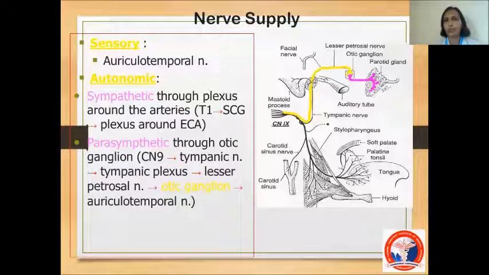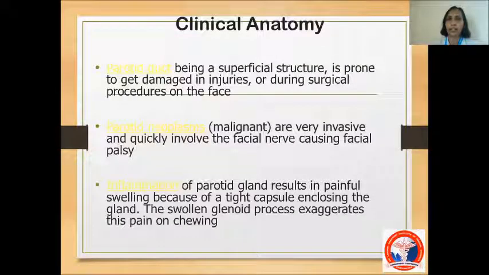So in this diagram, we can see the 9th cranial nerve, which is giving the parasympathetic fibers. These parasympathetic fibers are carried through the auriculotemporal nerve to the parotid gland. So we see the path of the parasympathetic nerve supply of the gland.